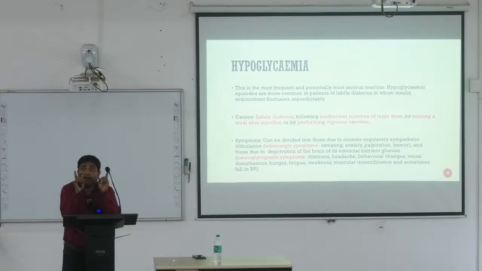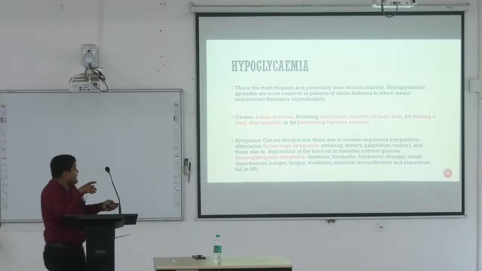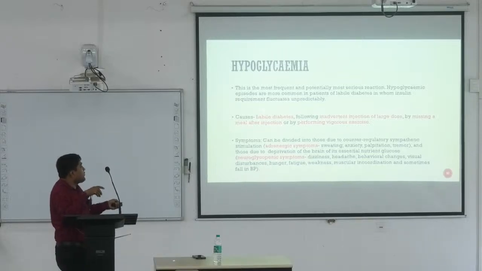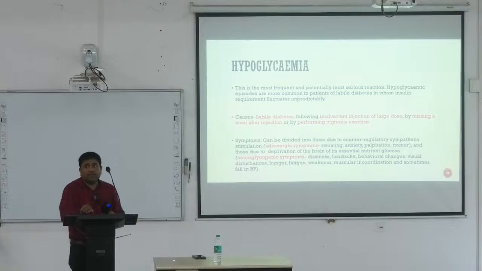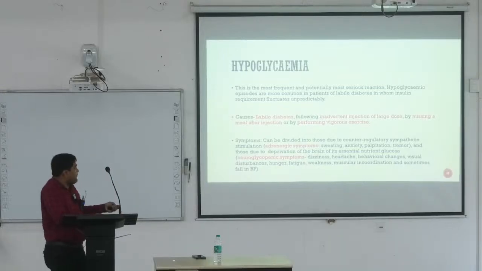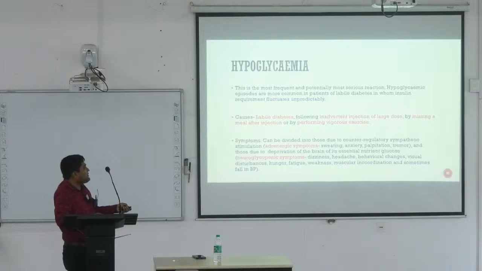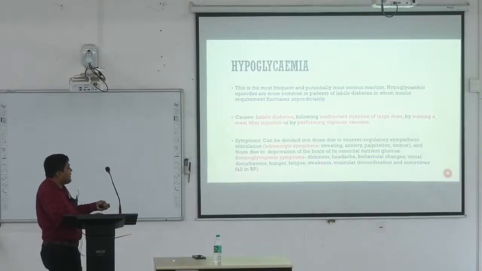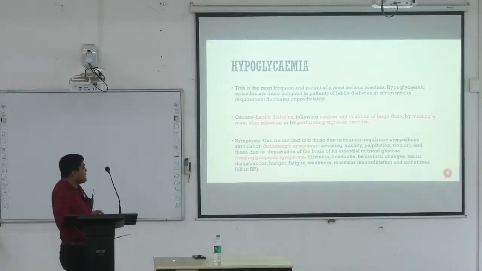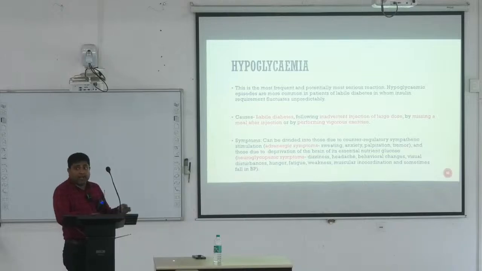So this is a warning sign of hypoglycemia. Dangerous hypoglycemia may ensue if not taken care of properly. Now, the second group is neuroglycopenic symptoms. They occur due to deprivation of the brain of glucose. Now, what are the symptoms? Headache, behavioral symptoms, visual disturbance, hunger, fatigue, weakness, muscular incoordination, and hypothermia.